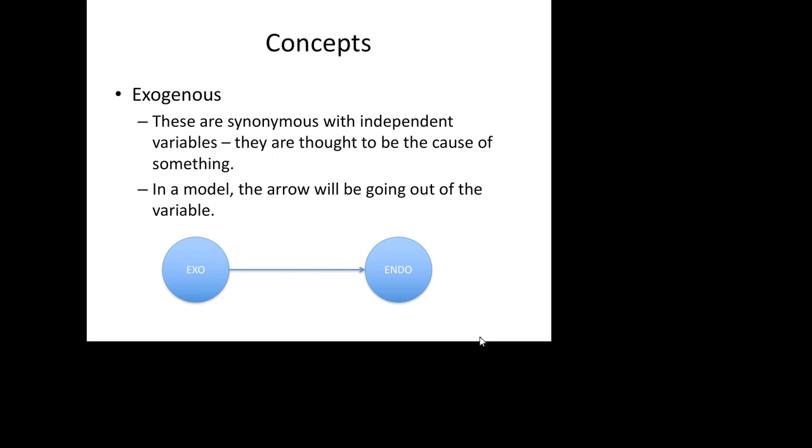Now, some other concepts are endogenous and exogenous variables. Exogenous variables are synonymous with your IVs. So they're the cause. In the model, your exogenous variables are going to be over here, and those are the things the arrow is going away from. Think of it as X causes Y. So exogenous variables are your cause, your independent variables. The arrow is going out of the variable.